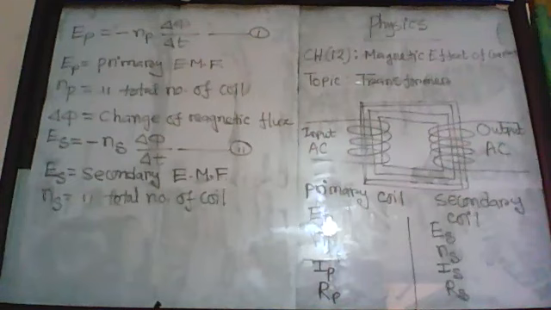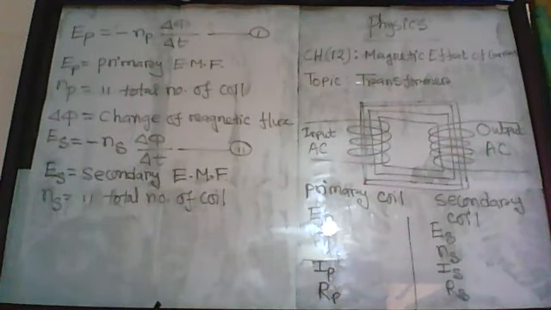Okay. In the secondary part, the total number of coil is called NS, and delta phi equals obviously my previous one, the change of flux, and delta t equals the time by which this change of flux takes place. Okay. So this is called Faraday's law of electromagnetic induction. At first, for the primary coil, it is applicable for equation number 1, and for the secondary coil it is applicable for equation number 2.